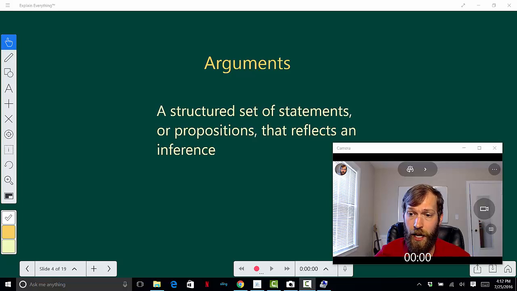So those are the kinds of arguments that we're going to be interested in and that we're going to be analyzing. Of course, being that arguments are a structured set of statements or propositions that reflect an inference, we're also going to need to know what statements or propositions are, and we're going to need to know what inferences are. So let's learn what those things are.